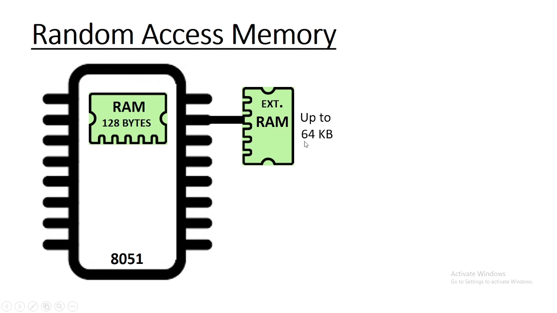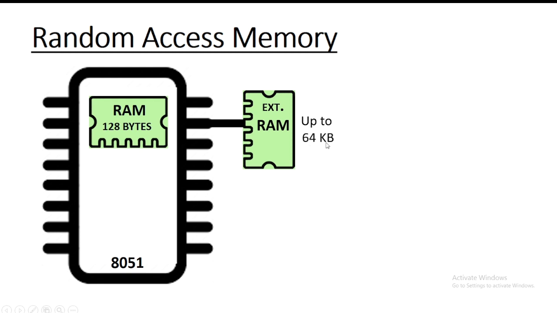In 8051, pin 7 of port 3 is used for the read signal, and pin 6 of port 3 is used for the write signal. So these two pins are used to provide read and write signals. These read and write pins are connected to the RAM for reading and writing data. So you can connect 64 KB of external RAM to the 8051.